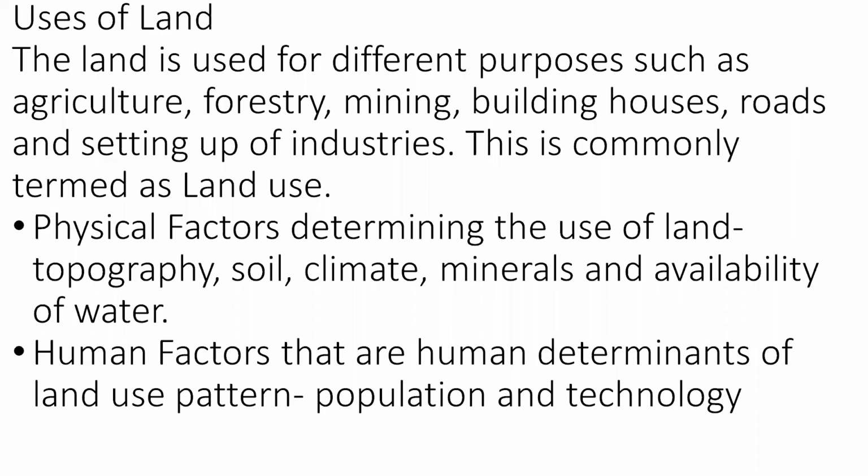Uses of land. The land is used for different purposes such as agriculture, forestry, mining, building houses, roads, and setting up of industries. This is commonly termed as land use. Physical factors determining the use of land are topography, soil, climate, minerals, and availability of water. Human factors, that is human determinants of land use pattern, are population and technology. So here we see how these two factors, the human and physical, determine the use of land according to various aspects.